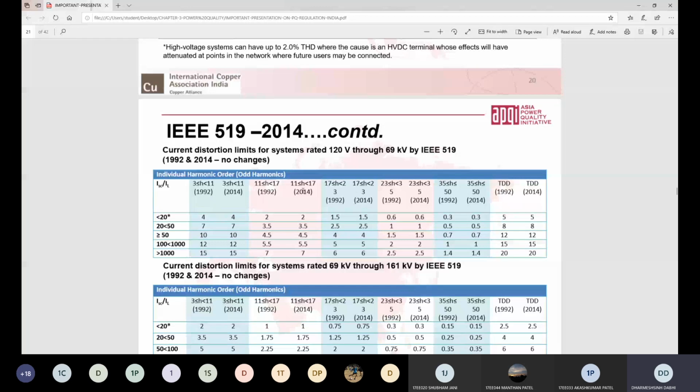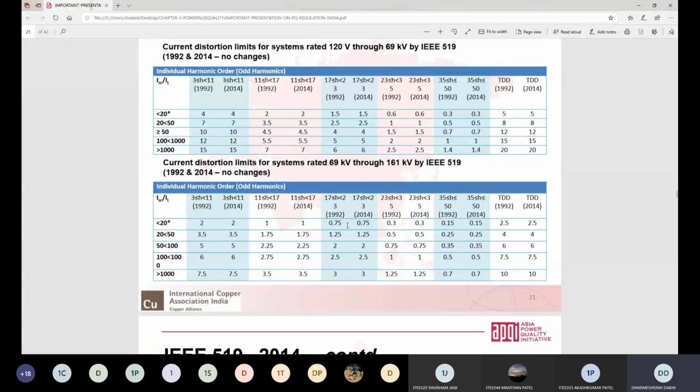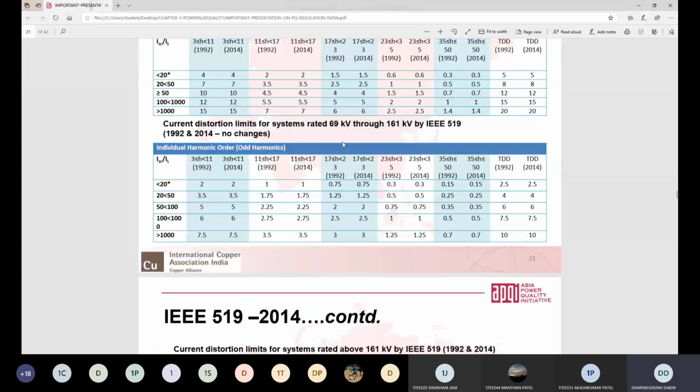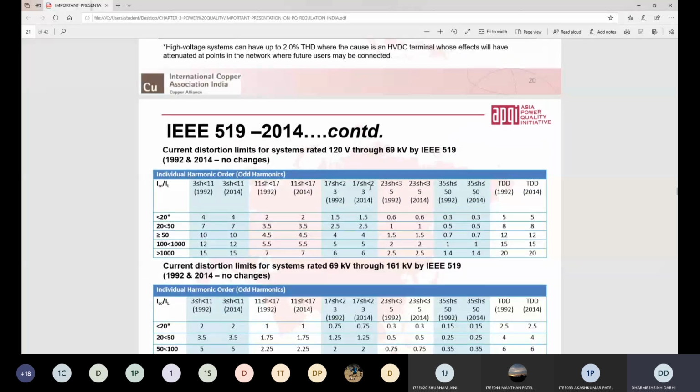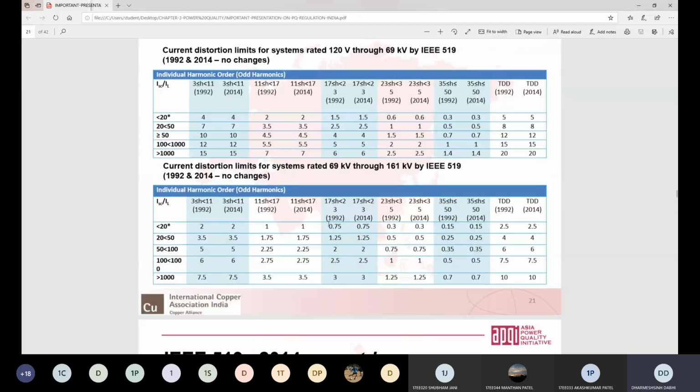In the same way, for harmonics between 11 to 17, 17 to 23, 23 to 35, 35 to 50, and finally total distortions. So almost there is no change here between the 1992 and 2014 standards. In the same way for the voltage rating 69 kV to 161 kV, this first table is for the standards of voltage rating between 120 V to 69 kV.